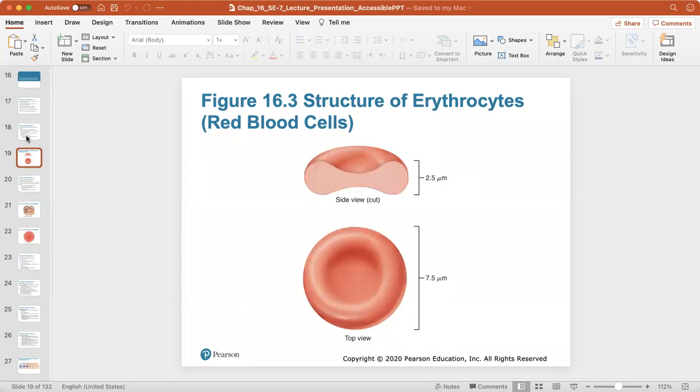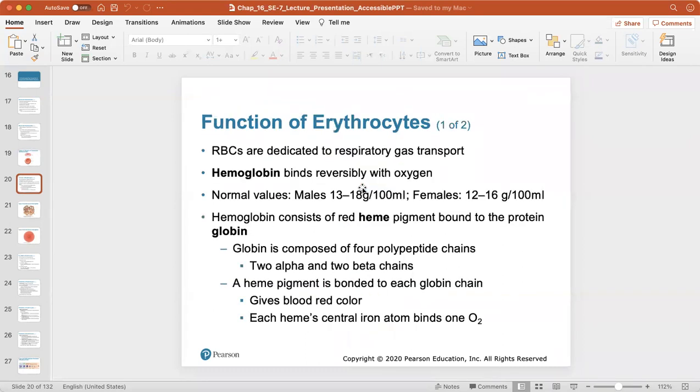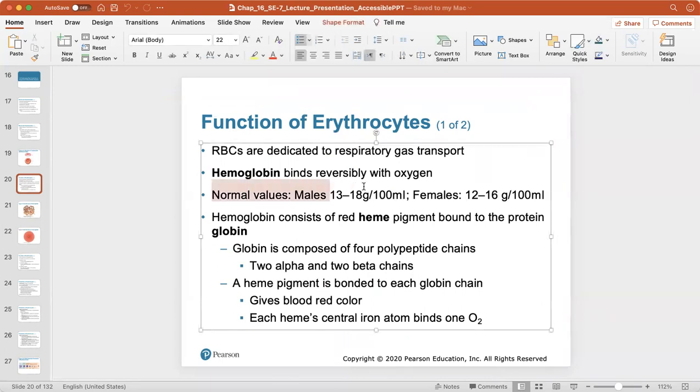So here's the structure of erythrocytes, the red blood cells. The biconcave disc shape means it's indented on the top and bottom, kind of like a donut. Red blood cells are dedicated to respiratory gas transport. Hemoglobin binds reversibly with oxygen, meaning oxygen can bind to hemoglobin and then be offloaded. Here are the normal values for hemoglobin in males and females.